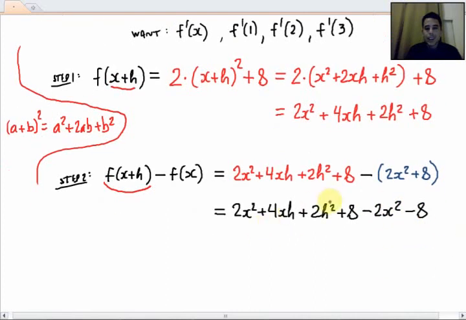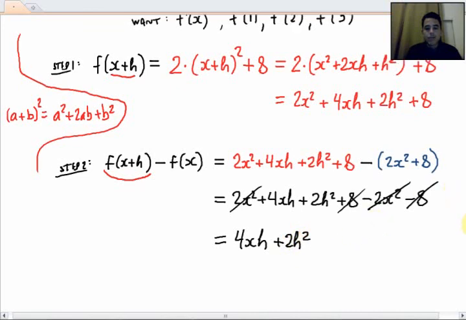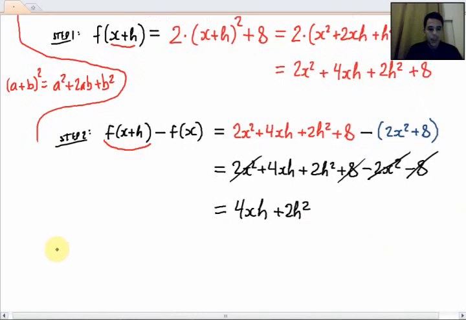Look what happens here. Things are going to cancel out. This 8 with negative 8 cancels. 2x squared cancels with negative 2x squared. I think that's all it cancels, and let's see what is left now: 4xh plus 2h squared. That's it. Then step number 3.